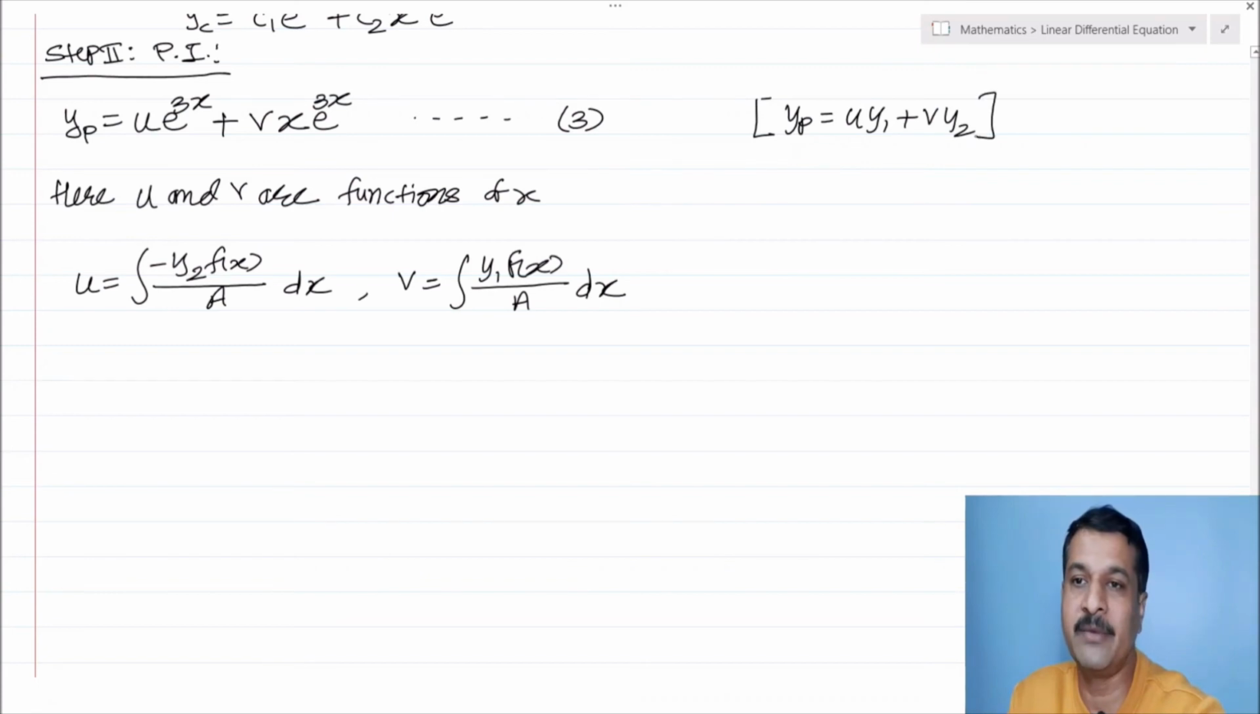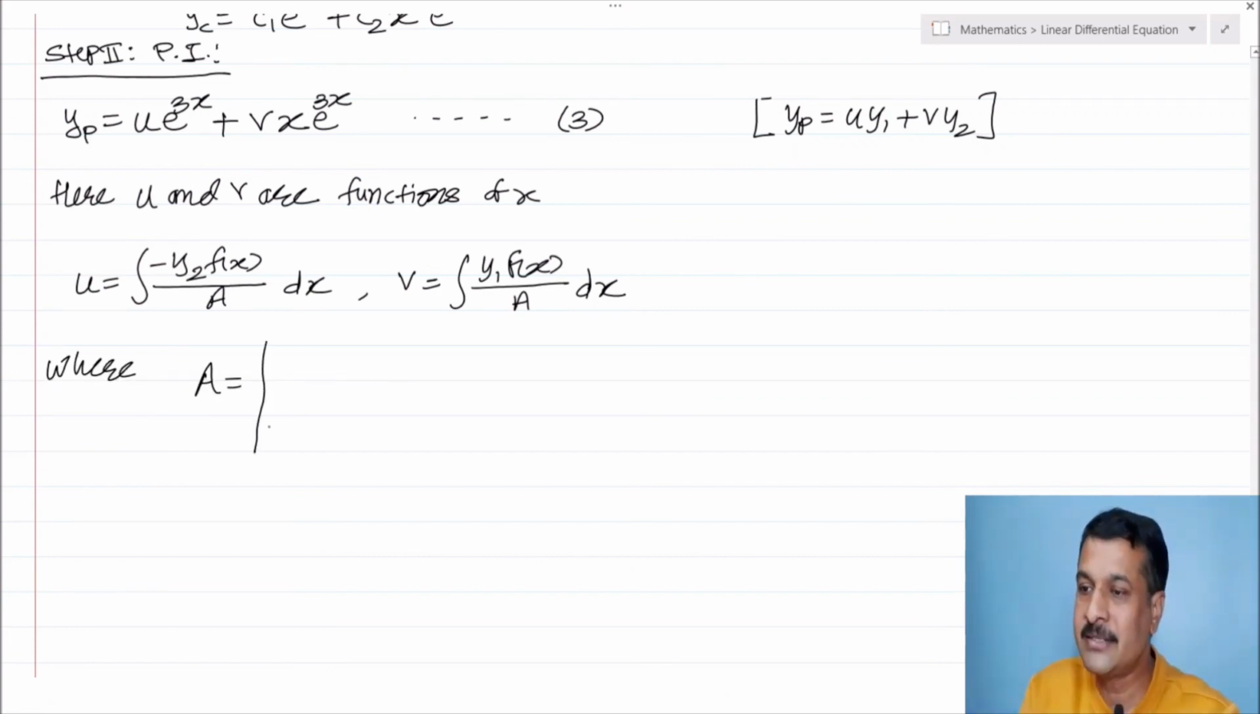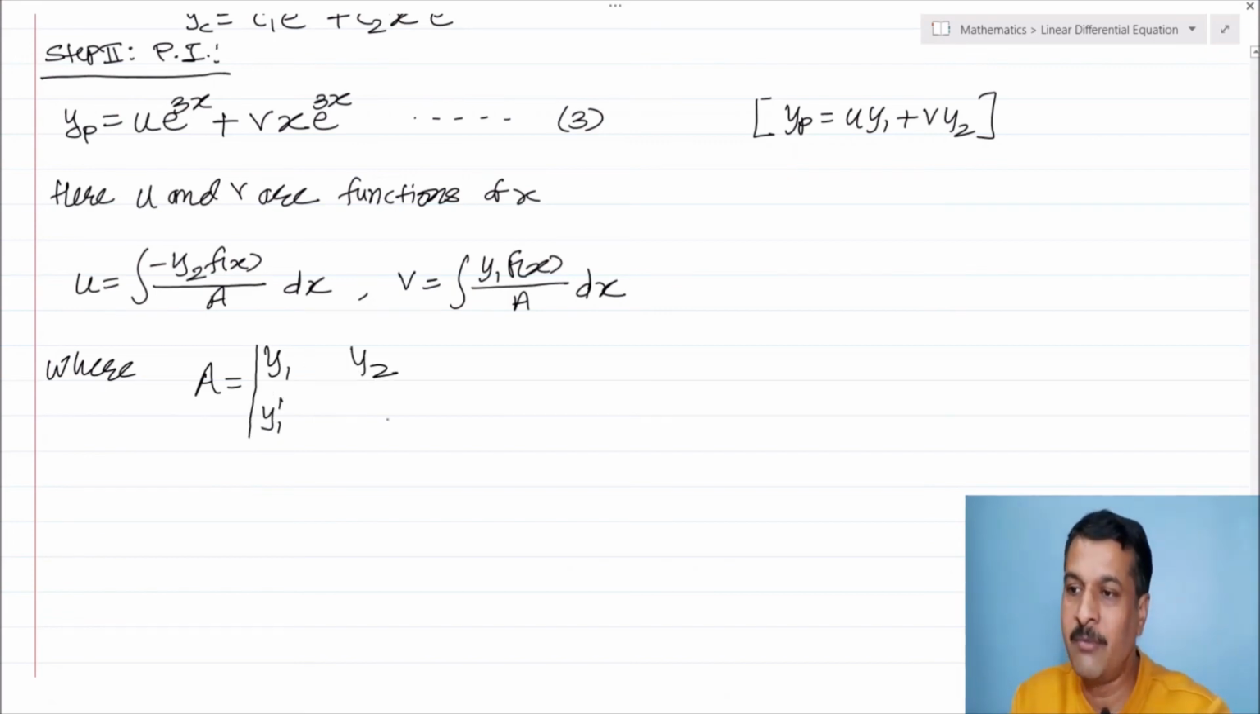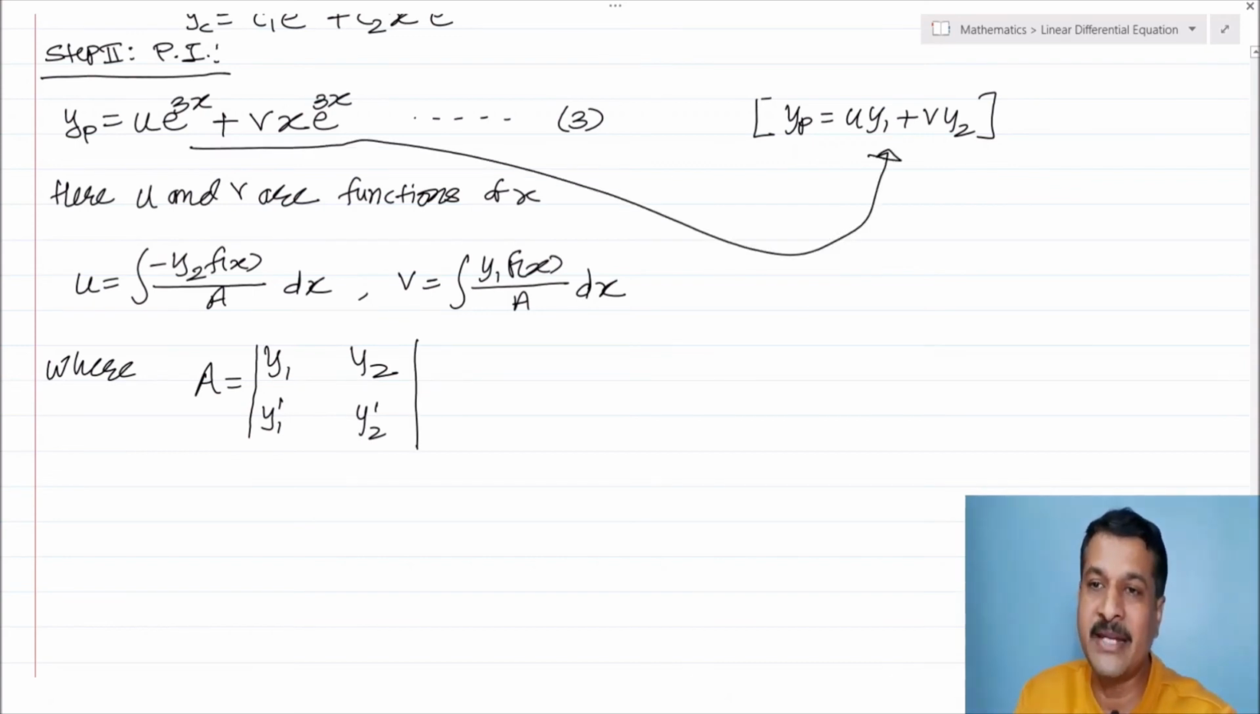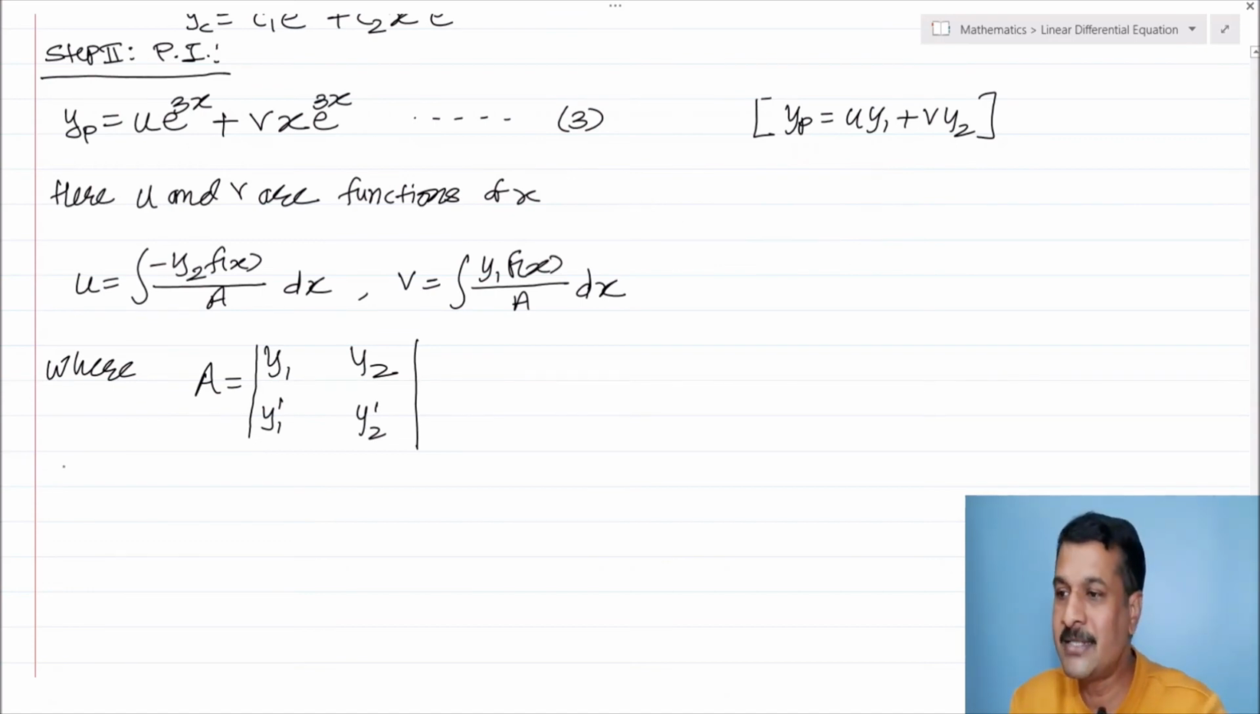If we compare with this one, so I am getting here y1 and y2. So what is this A? Here A is a Wronskian, and it is a determinant with y1, y2, y1 dash, y2 dash. So if we compare this with this one, I am getting y1 equal to e raised to 3x and y2 equal to x e raised to 3x.